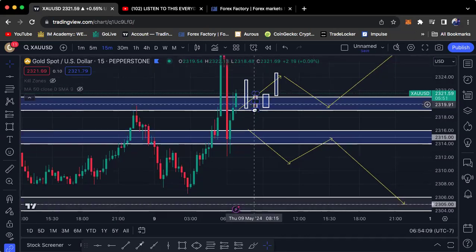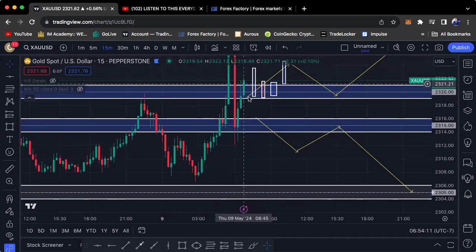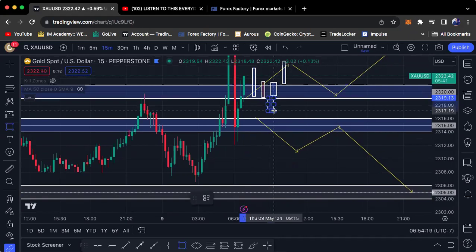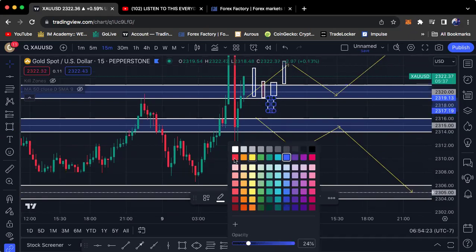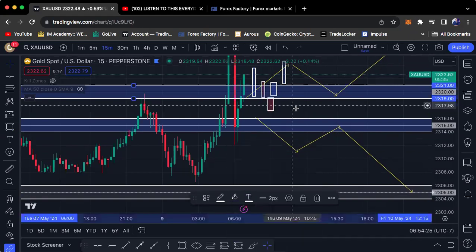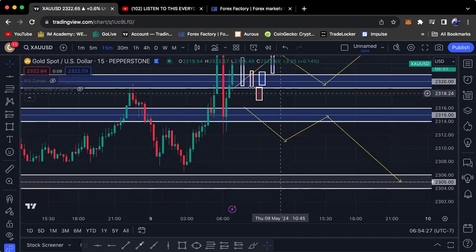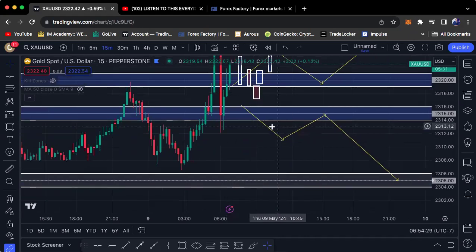If it doesn't give me that, instead it breaks below, gives me a bearish candle and breaks below, and creates another bearish candle here, then don't take the buy. It's going to continue to the downside. Right. Just wait for this break of structure.